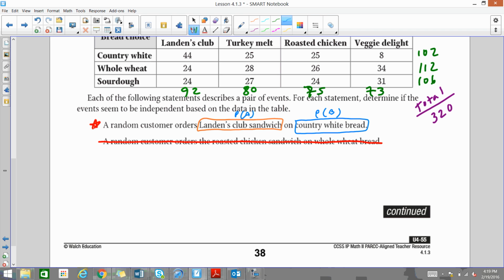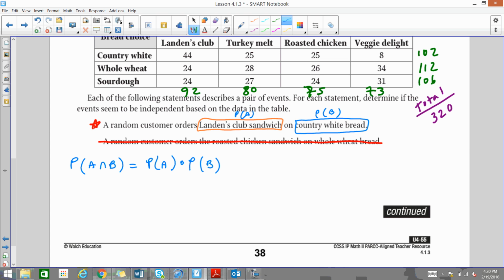So what I do is the probability of A intersecting B is equivalent to the probability of A times the probability of B. Put parentheses there. Times the probability of B. When we talk about A, in this case, notice I wrote Landon's Club sandwich. I put a P of A, so that's what we're going to be talking about. So first, let's talk about Landon's Club sandwich, or probability of A.